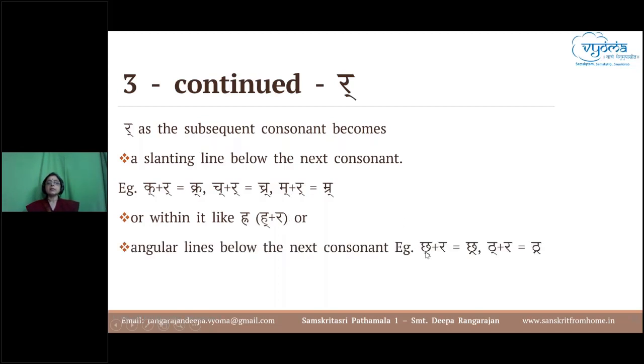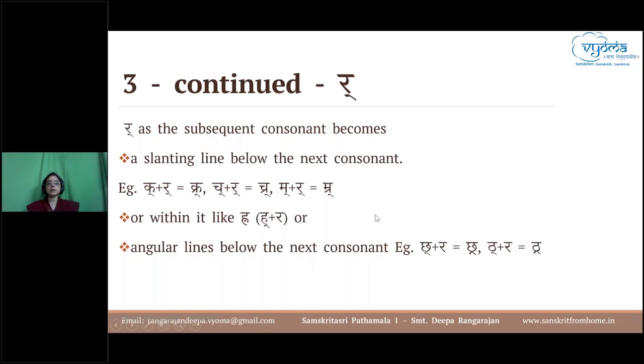In this case, with ch, what happens? It becomes two slanting lines below. Ch plus r is chr. P plus r is pr. Here it has become two slanting, angular lines below the next letter. These are the possibilities when Rebha or R appears as the second consonant in the SamuktAkshara.